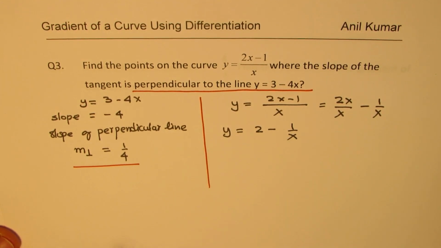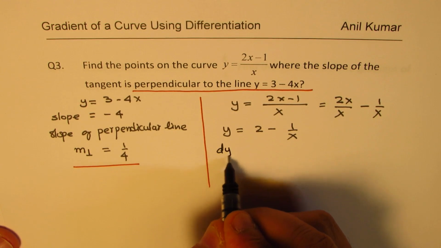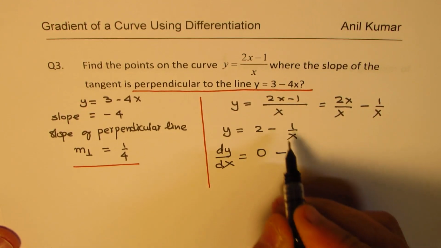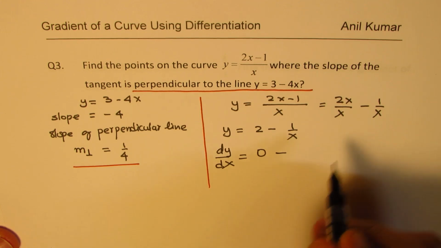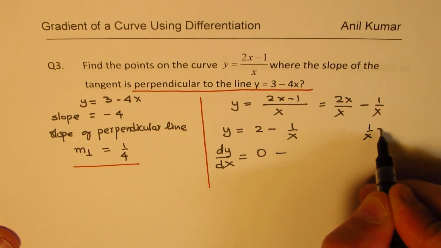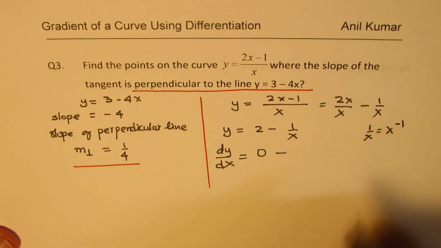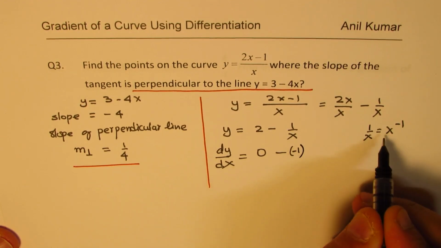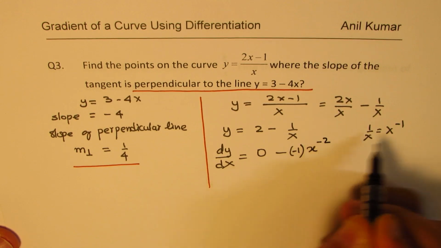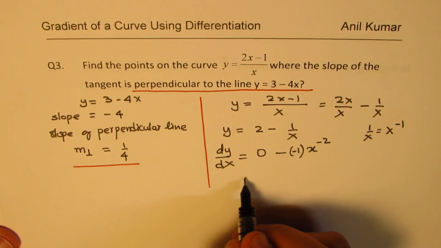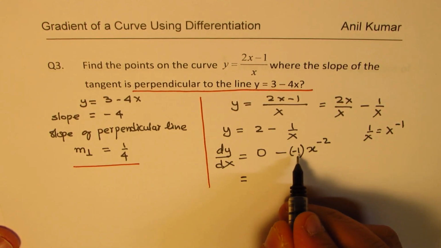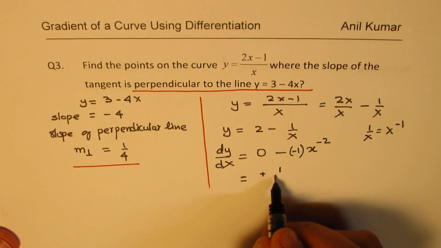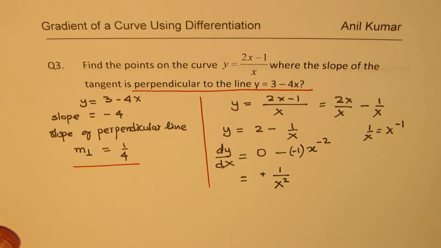Now we can apply the power rule. So we get dy/dx, the derivative of this function, that is 0, minus the derivative of this. Treat this as 1 over x, as x to the power of minus 1, correct? So the derivative will be minus 1 times x to the power of minus 2. Do you see that? Or I could write this derivative as, now minus minus becomes positive, 1 over x square. Is that clear to you?